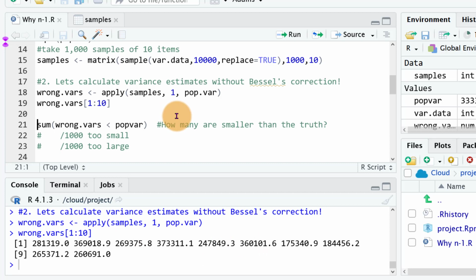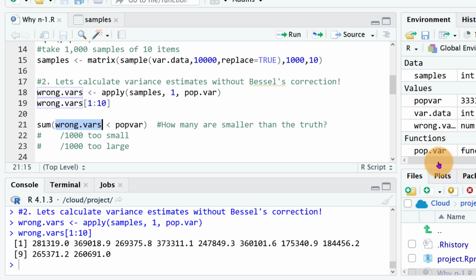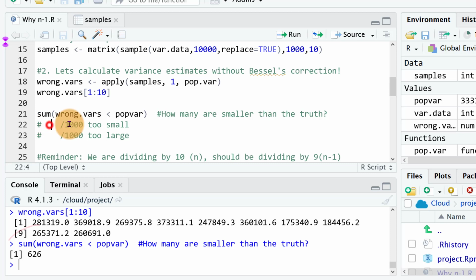Now let's count up. How many of these estimates of the population variance are too low? The easiest way to do that in R is just to get it to check. Which of these wrong variances in this list of 1,000 variances are less than the true value of 333,333 that we calculated? When it does this check, it counts them as either ones if it's yes or zeros if it's false, and we add those up. So this says that 626 of those estimates are too small.